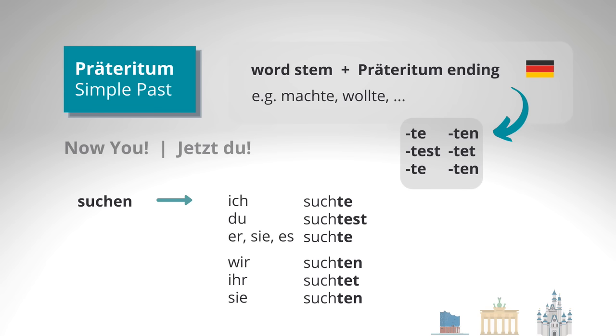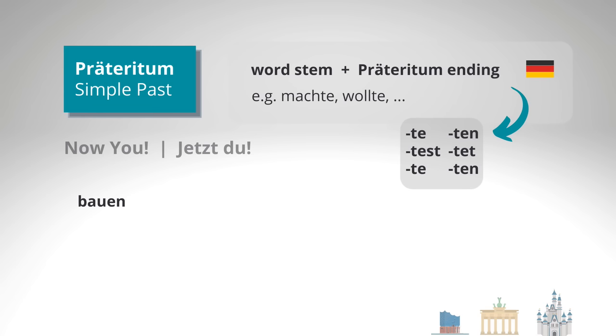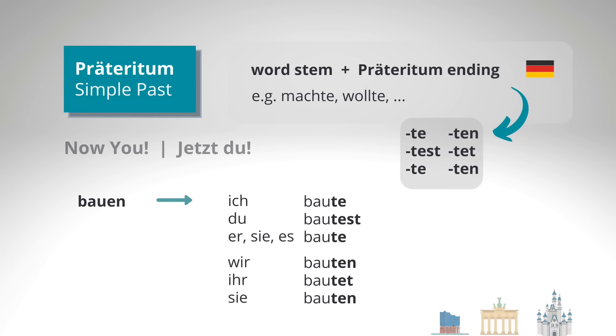Are you ready for one more? This time we will take the verb bauen, to build. Again, if you like, you can pause the video and try for yourself. The correct solution would be ich baute, du bautest, sie/es baute, wir bauten, ihr bautet, and sie bauten. The word stem of bauen is bau, and then you just add the Präteritum endings -te, -test, -te, -ten, -tet, and -ten. And that's how you get the conjugation. Not that difficult, right?